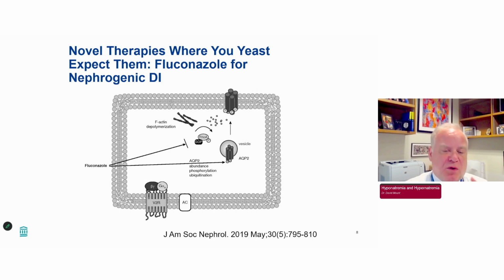Why is this relevant? Well, we can now start to play with this. There's a drug, fluconazole, and there's a group in Europe that has a slow-moving clinical trial on using fluconazole for nephrogenic DI. It increases aquaporin 2 phosphorylated abundance and decreases ubiquitination, and can overcome deficits in nephrogenic DI. But I encourage you to pull up this paper, which is now from the prior decade.